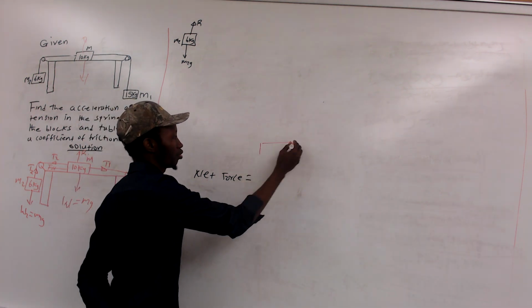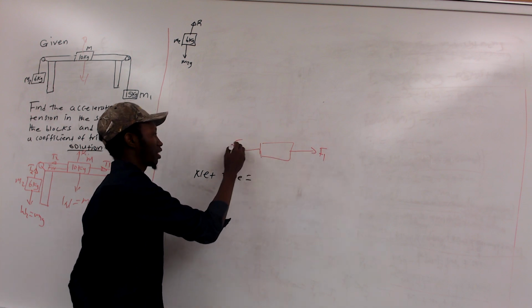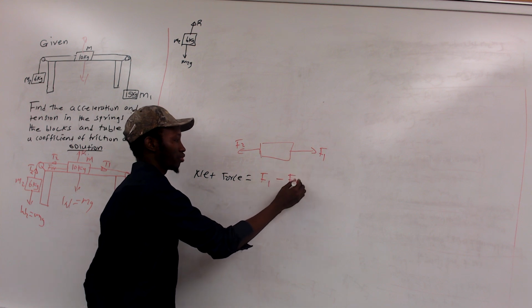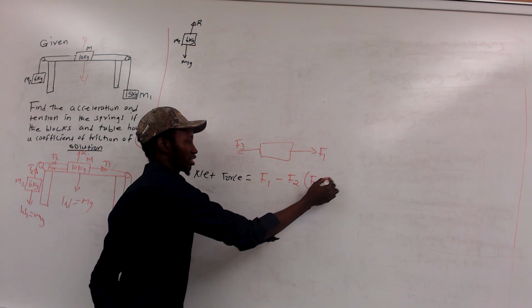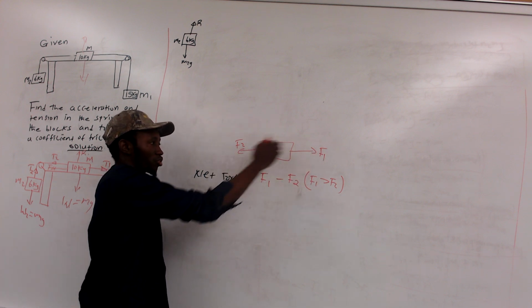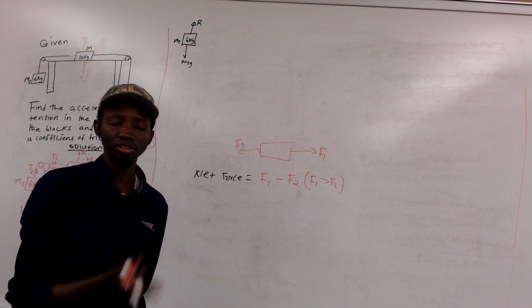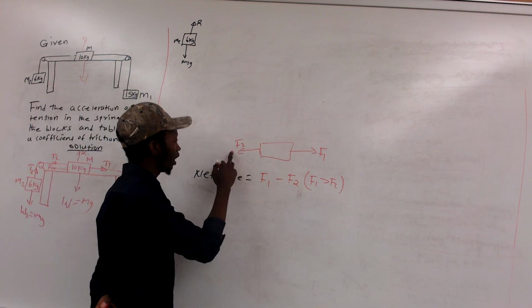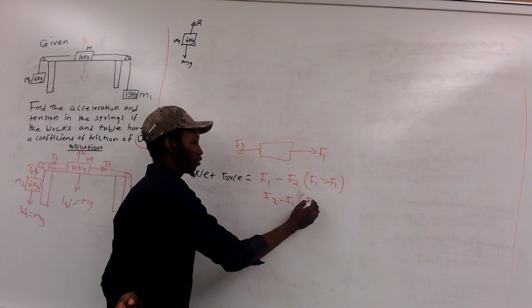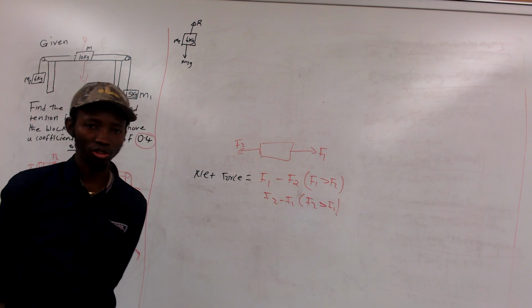Let's consider this object. If this object is labeled as F1, this other object is labeled as F2. So the net force here is going to be F1 minus F2, provided F1 is greater than F2. Always the net force is going to be the greater force minus the smaller force. Or if F2 is greater than F1, it's going to be F2 minus F1. So this is how we find the net force or the resultant force.